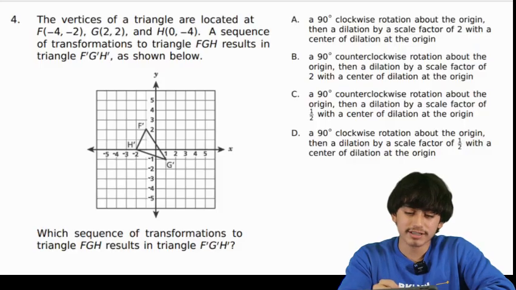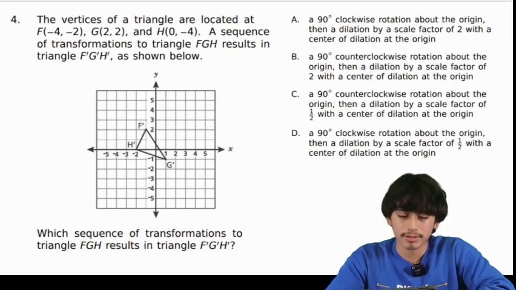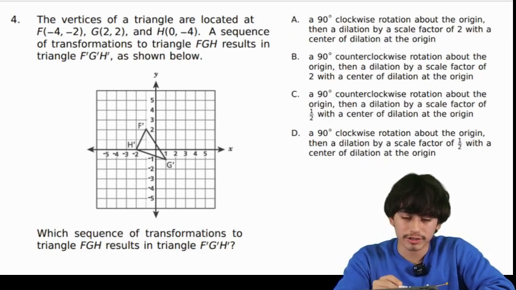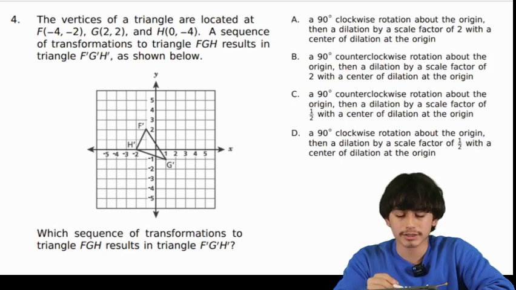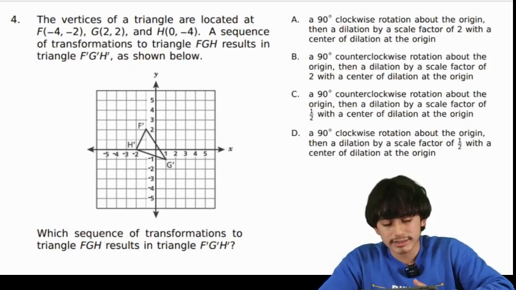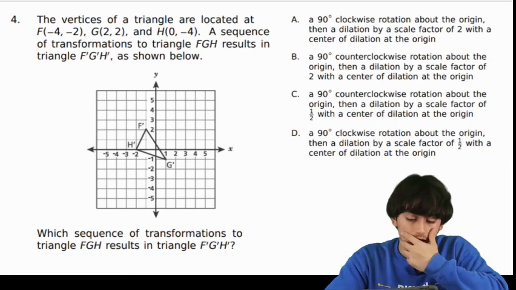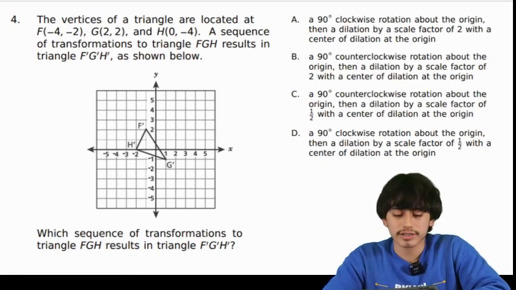The vertices of a triangle are located at F(-4, -2), G(2, 2), and H(0, -4). A sequence of transformations to triangle FGH results in triangle F prime, G prime, and H prime as shown below. Which sequence of transformations to triangle FGH results in triangle F prime, G prime, and H prime?